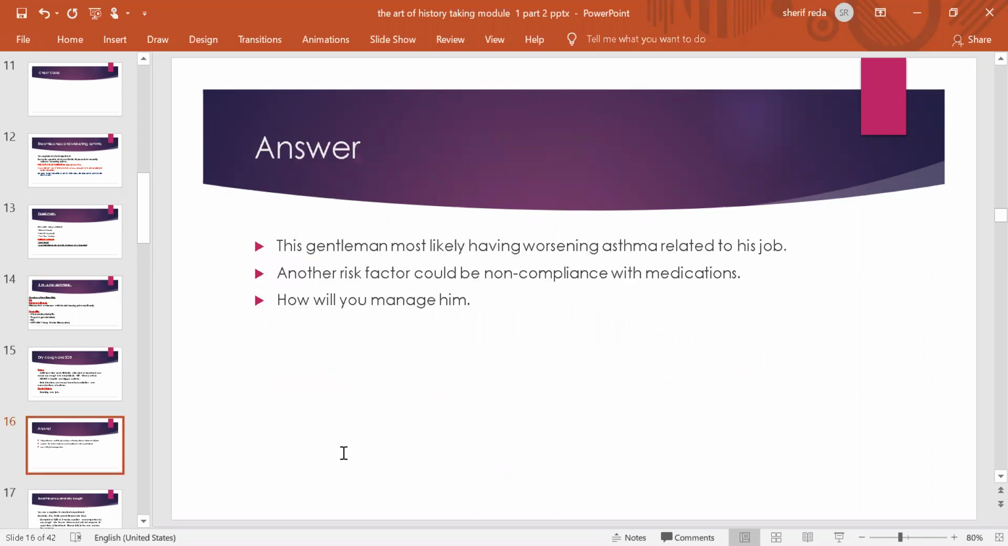So the answer of this case was that this gentleman most likely has worsening asthma related to his job, because he was feeling free during the off days, and at the same time another risk factor could be non-compliance with his medications. And then you will be asked what you will do for this patient, what investigations you will do, and how you will manage this patient.